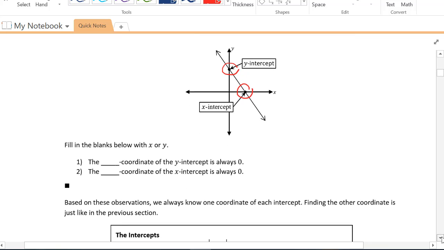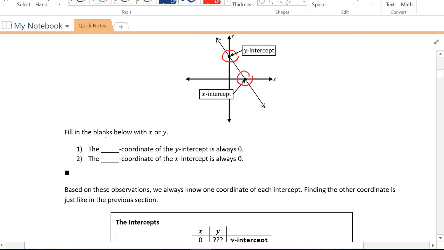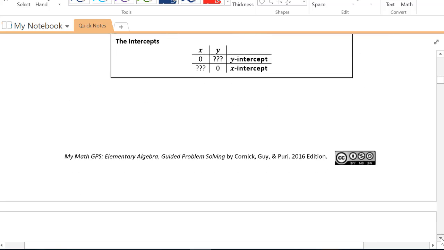And one thing to remember is that when you're looking for an intercept, the opposite coordinate is always 0. The x-coordinate of the y-intercept is always 0, and the y-coordinate of the x-intercept is always 0. So the opposite one is always 0. So let's look at an example.